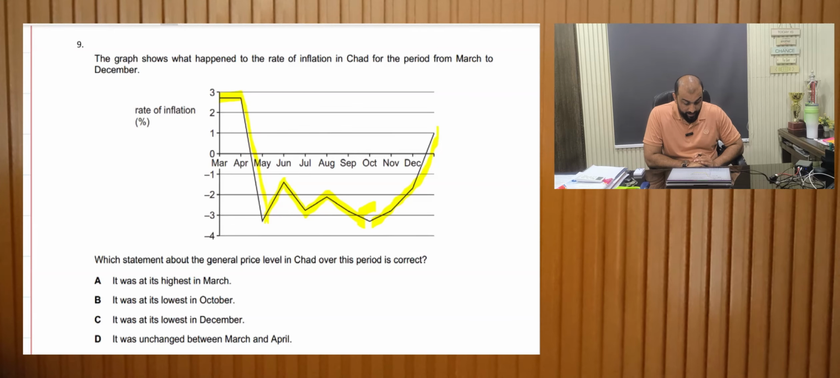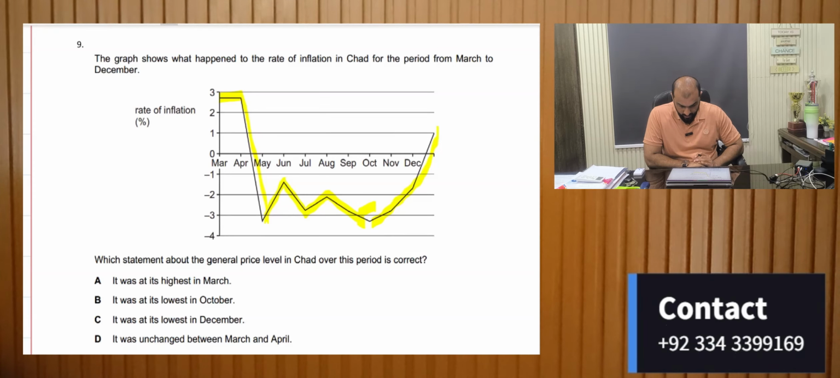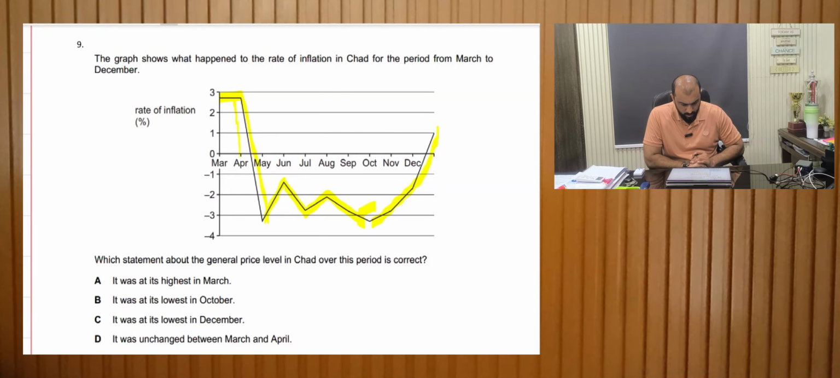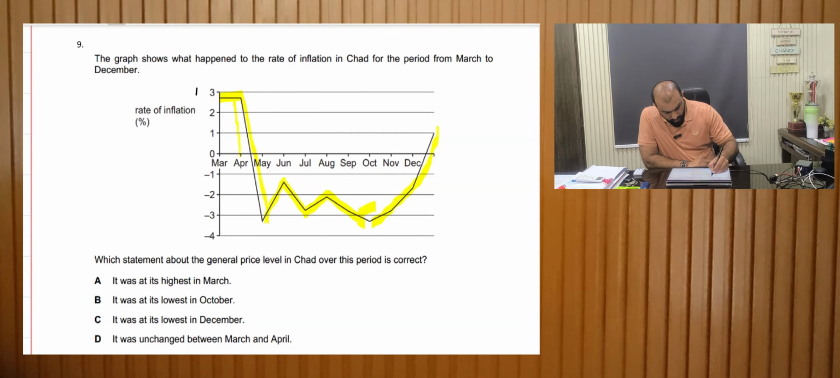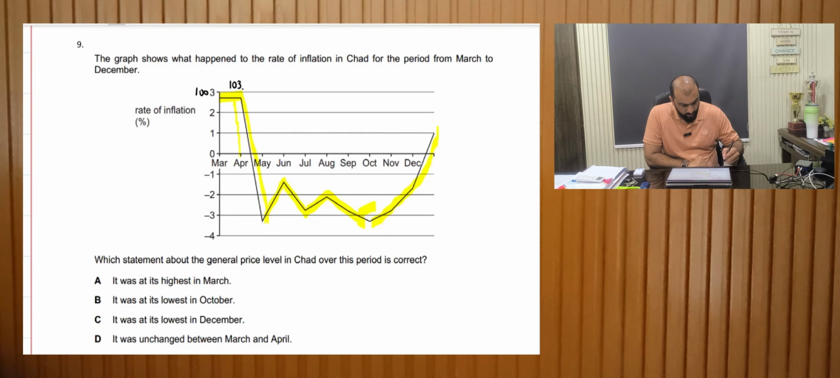It was highest in March. Well, this is incorrect. It was highest in April. If we look at this point, April, we had inflation of 3% in April. So we can say that the prices were highest in April. If a product was 100 rupees in March, now it is 103 rupees in April. And then the prices fell. It was negative. So I don't think A is the right answer.